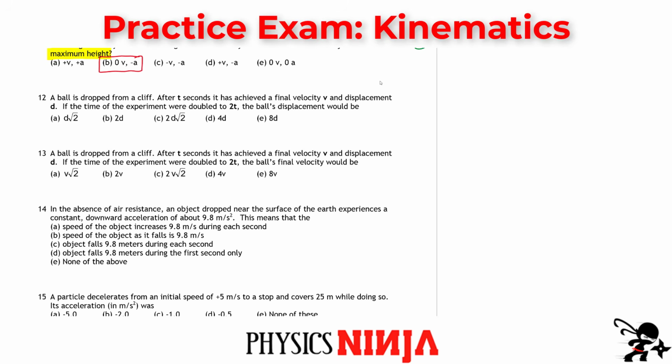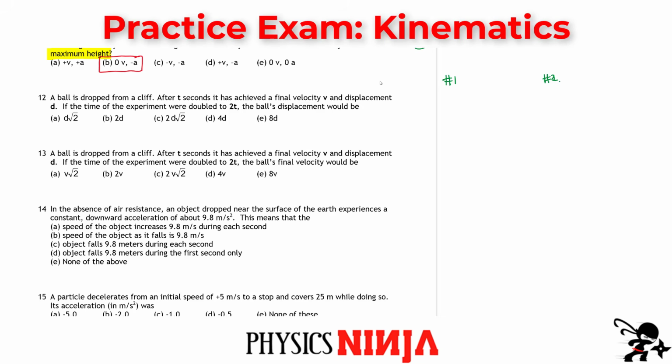All right, for number 12, it says a ball is dropped off a cliff. After t seconds, it's achieved a final velocity v and a displacement d. If the time of the experiment were doubled, what would be the ball's displacement? So this is what we have. We have two scenarios, 1 and 2. Let's write down what we know for each one.